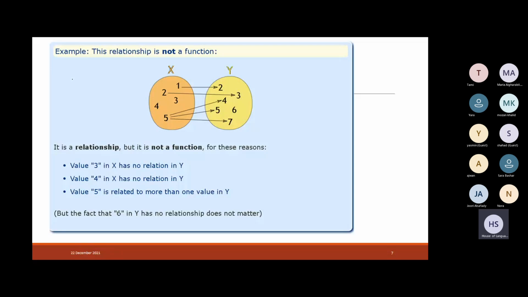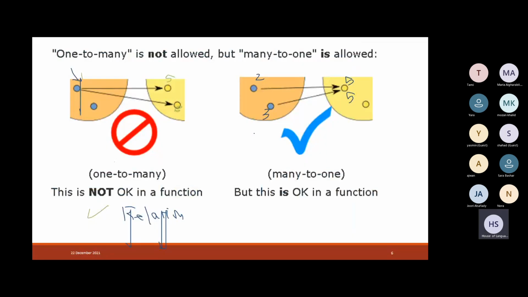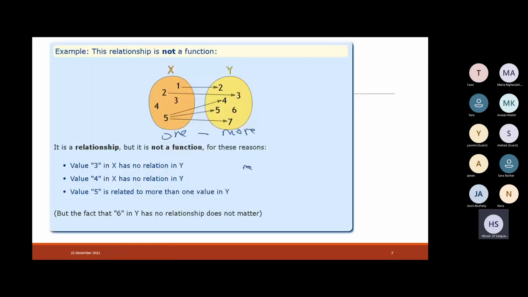Layal, come here. Look at 5. I told you now, each element must have only one output. Does this 5 have only one output or more? It has a 3, and much more. So here you have more, and here you have one. One to many: is it a function or no? No. That's why it's not a function. Okay?